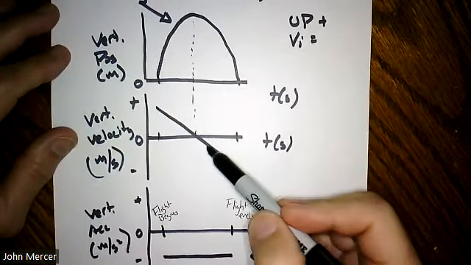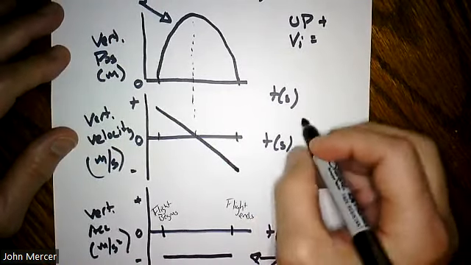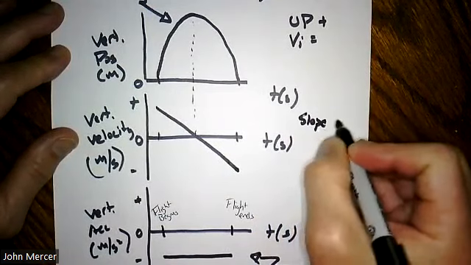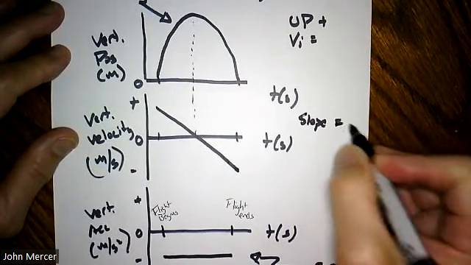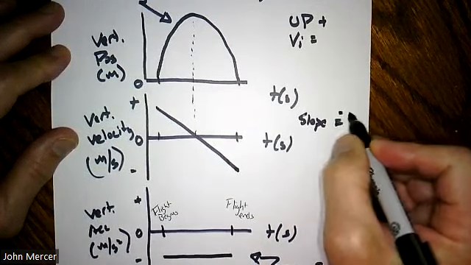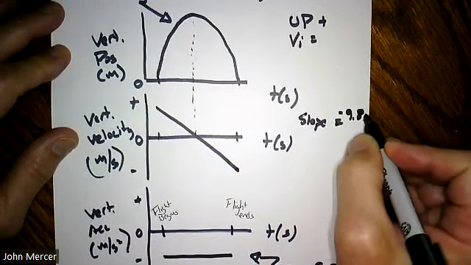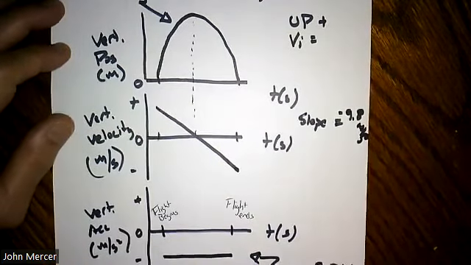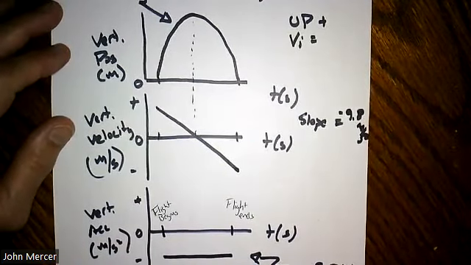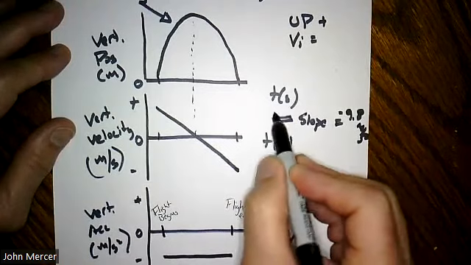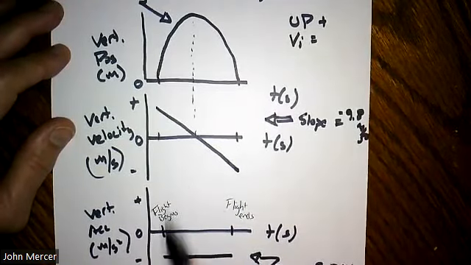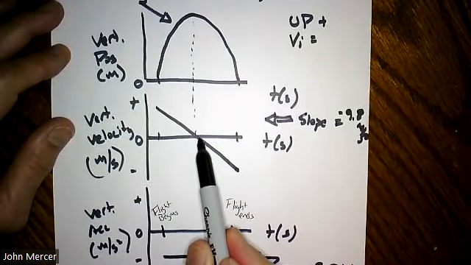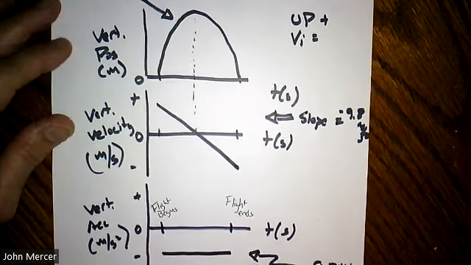All right, so now I have a slope of velocity versus time that is negative 9.8 meters per second squared. Oh boy, I did a terrible job there. But that's negative 9.8 meters per second squared, the slope of this line. This is slowing down, moving upwards. This is speeding up, moving downwards.